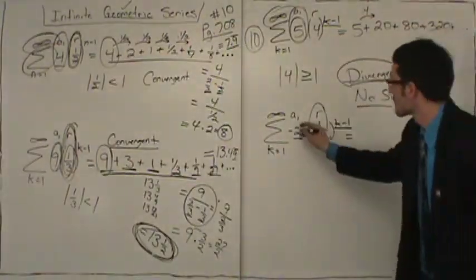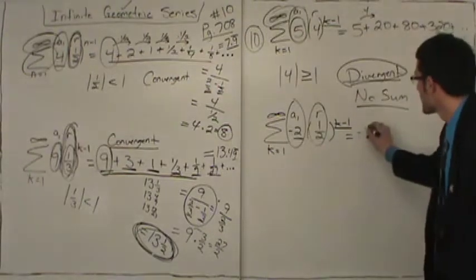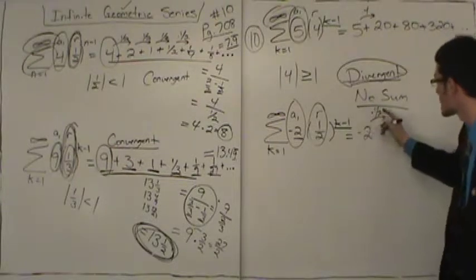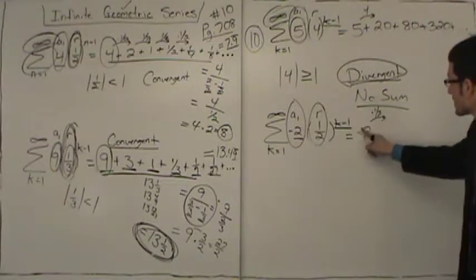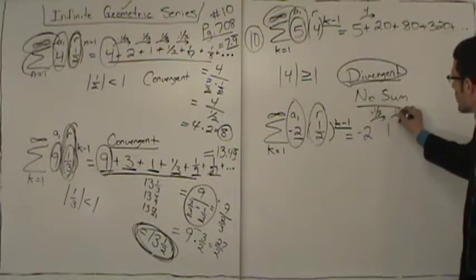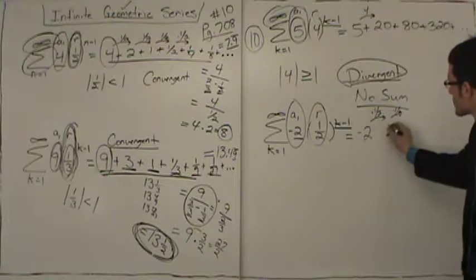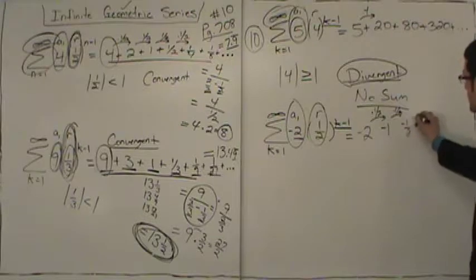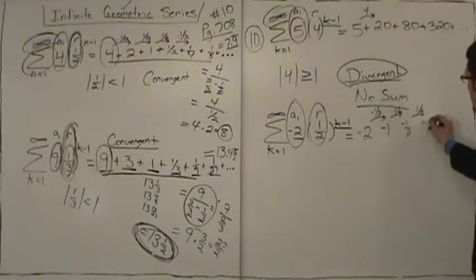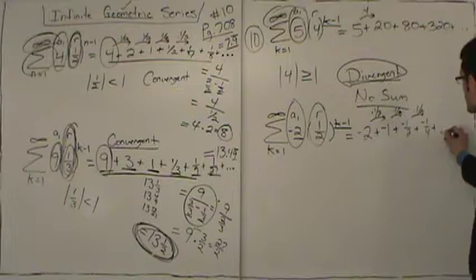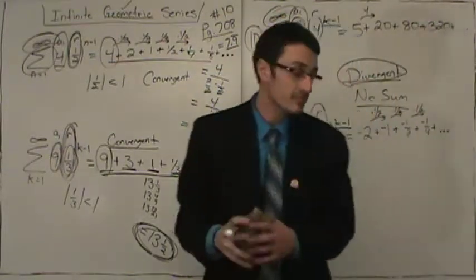So I want you to write your first value. A sub 1 is what? -2. And what are we multiplying by each time? We're multiplying by 1/2. So -2 times 1/2 is what? Well, divide. Ignore your negative. 2 divided by 2 is 1. This is -2 times 1/2, so this should be -1. Now, -1 times 1/2 is -1/2. 1/2 times -1/2 is what? -1/4. And what are we going to put between these? Put addition, plus dot, dot, dot.